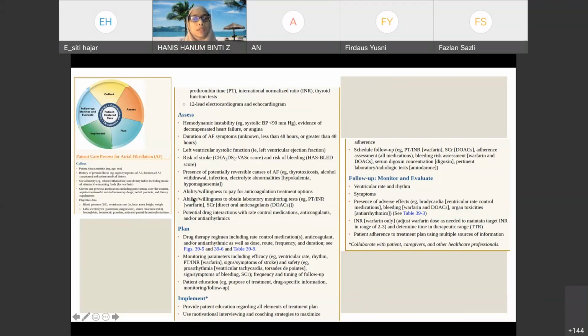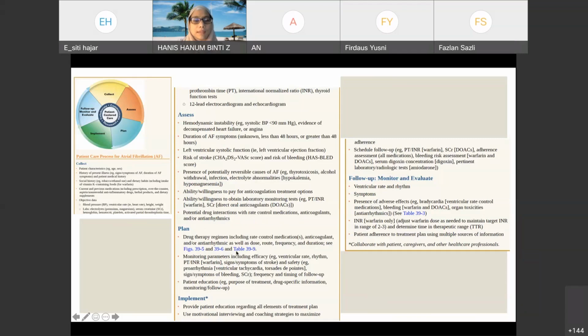And then we want to check whether the patient is able or willing to pay for anticoagulant treatment options. Like I said just now, for anticoagulants they can give a vitamin K antagonist, which is the cheaper option and what we usually use in the public setting in Malaysia. Or if you don't want to use the VKA because of monitoring, you can offer them a NOAC, or a DOAC. But then the patient will have to pay on their own. Then assess potential drug interactions, especially with rate control medication, anticoagulants, and antiarrhythmics.